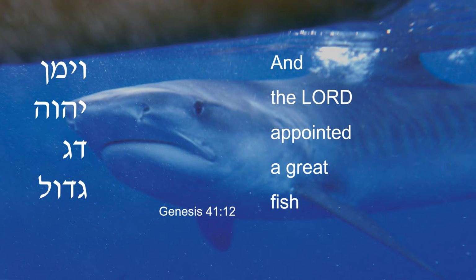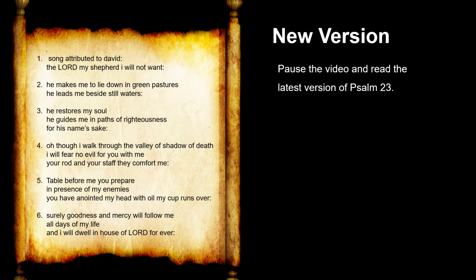And now let's look at another verse. Jonah 1:17. This is one of my favorite verses. And the Lord appointed a great fish. Notice it's not a whale, it's a fish. Okay, so you know what word has to be deleted here, right? That's right, the indefinite article. And now it says, and the Lord appointed great fish. Pause the video and read the latest version of Psalm 23.